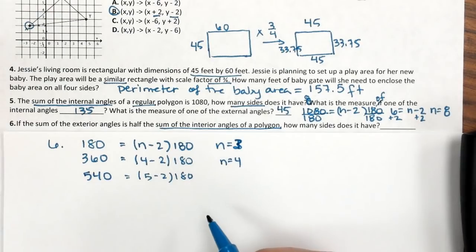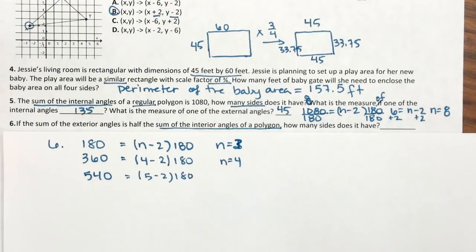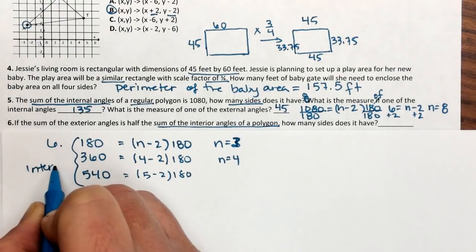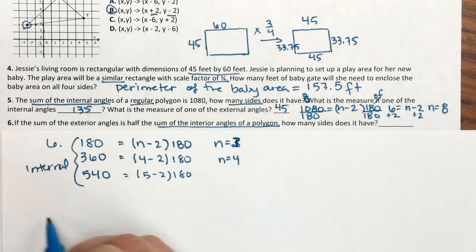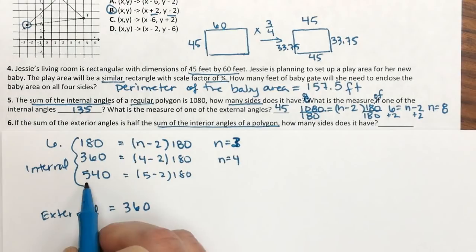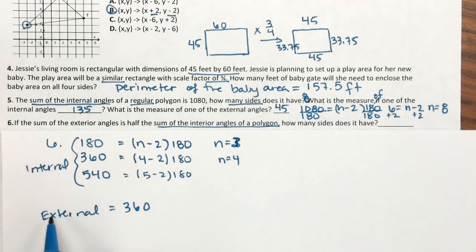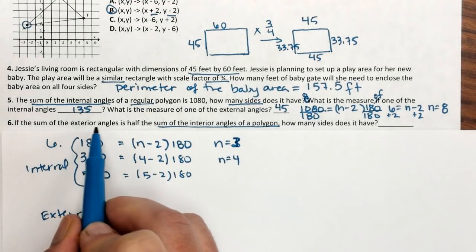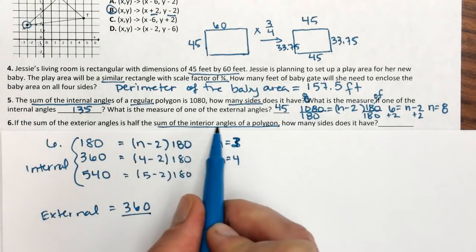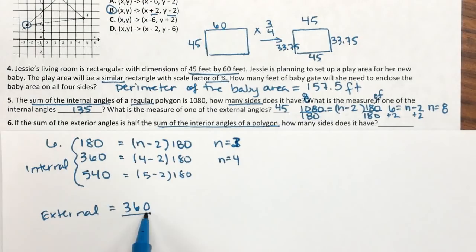And we want to think about what the external angles are on any polygon. So these are internal, and then external angles always equal 360, right? Okay, so let's do one more. I'm looking for a number that's twice as much as my external angles. Remember, it says if the sum of exterior angles, that's 360, is half the sum of the interior angles. Okay, so is this half of 340?